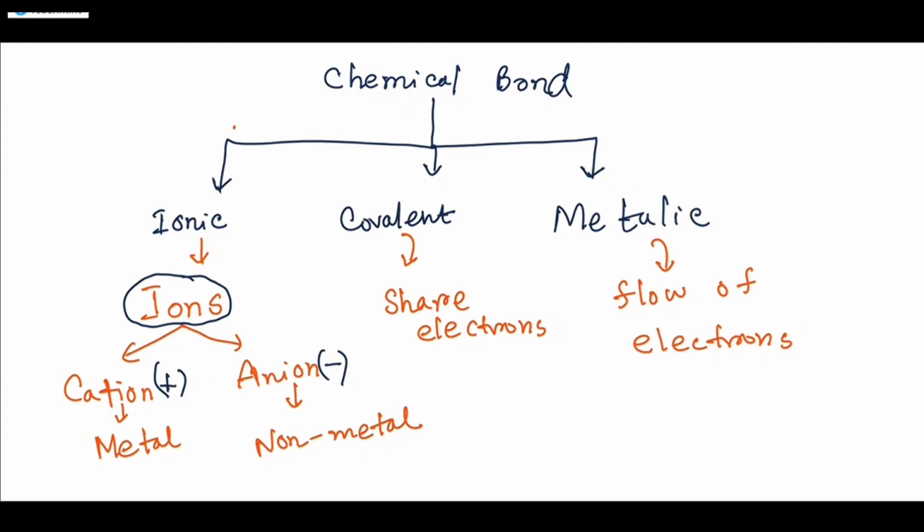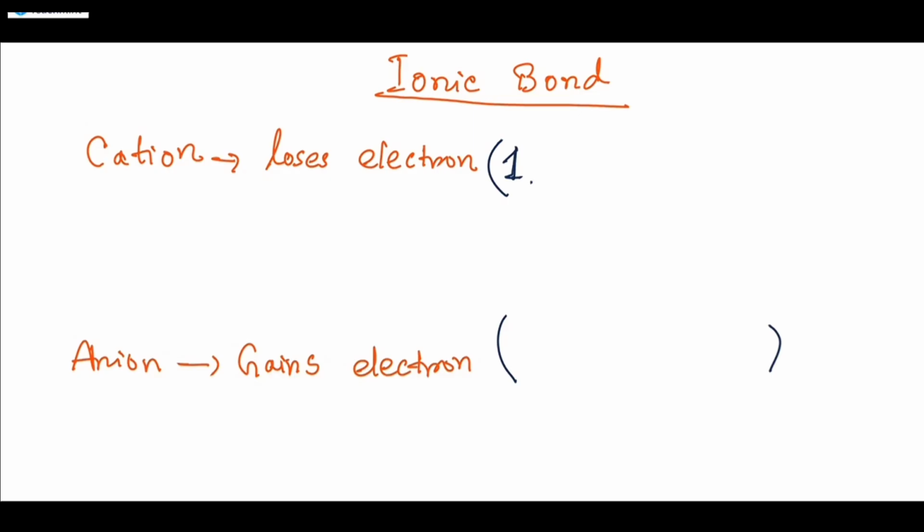How do you know that this particular atom will form cation and this particular will form anion? You have to know the periodic table, and from the periodic table you will see the metals will form cation, which are positively charged, and the non-metals will form anion. Now, let's get to know more about cation. Cation is the one who loses electron.